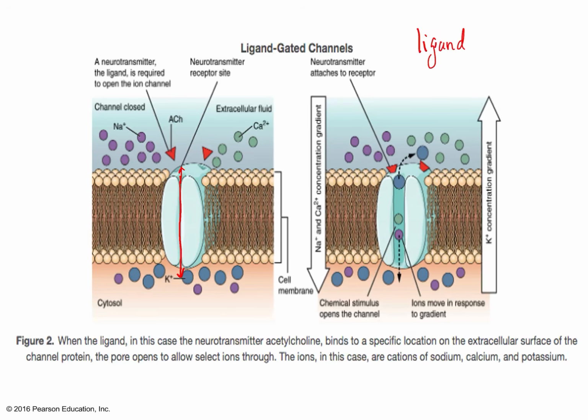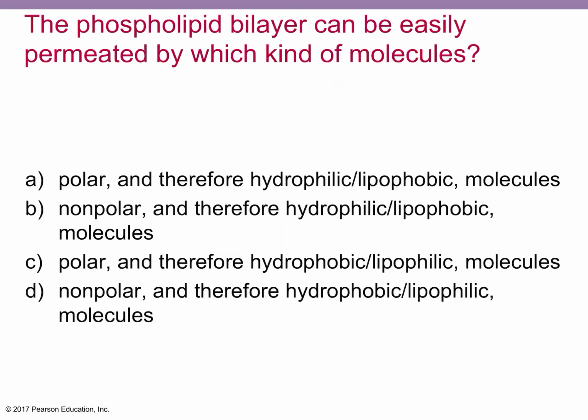So the word ligand is any molecule that binds to a protein, that loosely associates with a protein. So sometimes a molecule, in this example, is a neurotransmitter. So the neurotransmitter, a ligand, is required to open this ion channel. So this is acetylcholine. Acetylcholine, when it binds, you see the binding here, it binds to the receptor and it opens up the channel so that we can have the ions moving in response through the channel. Okay, so that's just an example of a gated channel, and we'll look at these ligand-gated channels later.